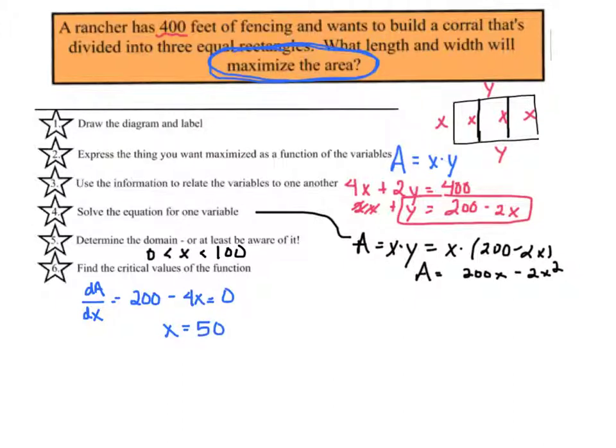Now, you go back. I would always go back at the end and just say, okay, well, what did it ask me? It asked me for the length and width, so we should also get what y is. Using our equation here, 200 minus 2 times 50. So y is 100. So these are our dimensions.